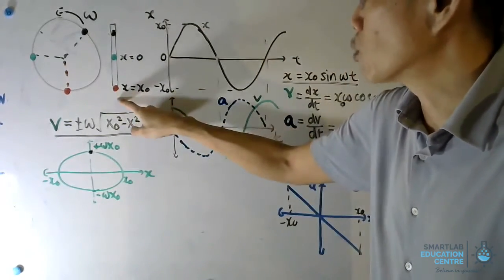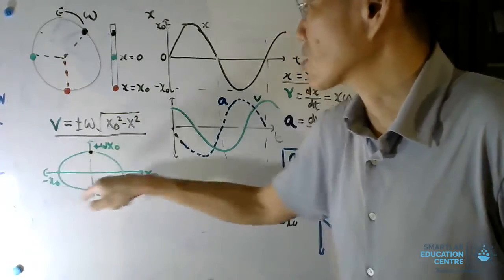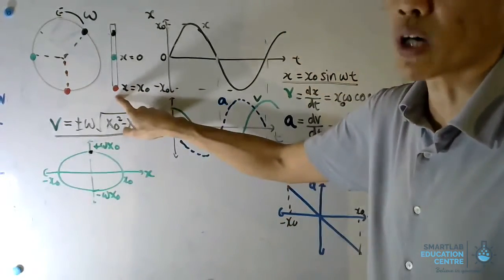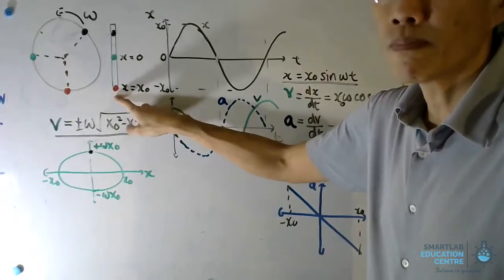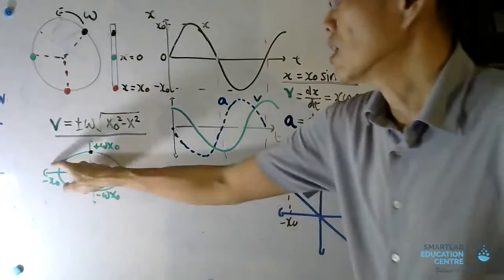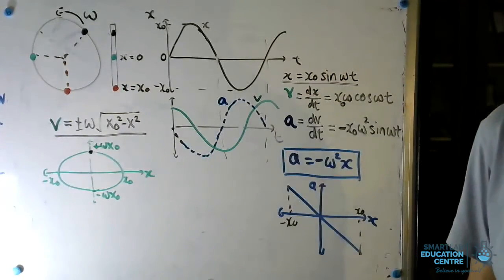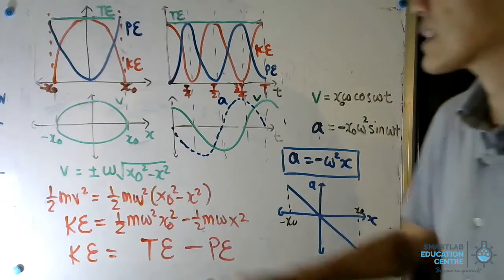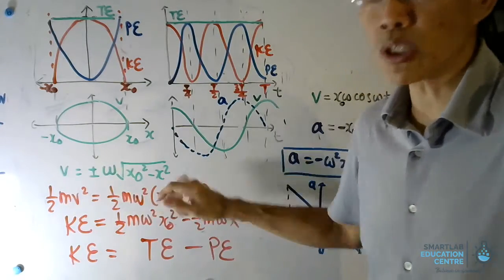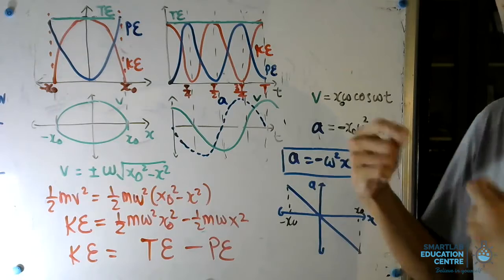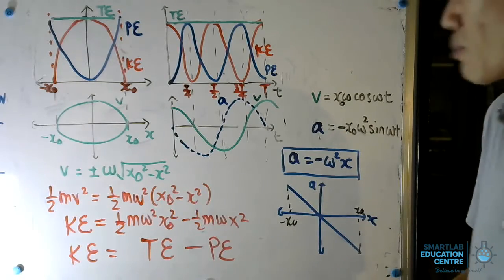And thereafter, you will then move to x equal to minus x0, where in this case, you will find that its speed will end up at 0 here, before returning back to the equilibrium position, where its velocity will become maximum again. Let's now use this formula from the data booklet to derive the kinetic energy of the body that's undergoing simple harmonic motion.